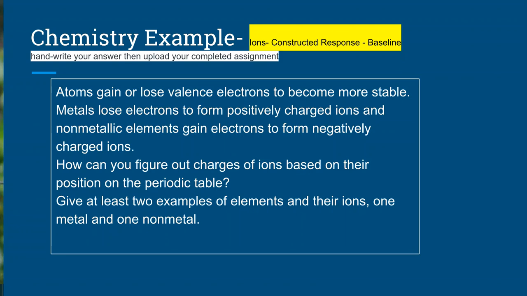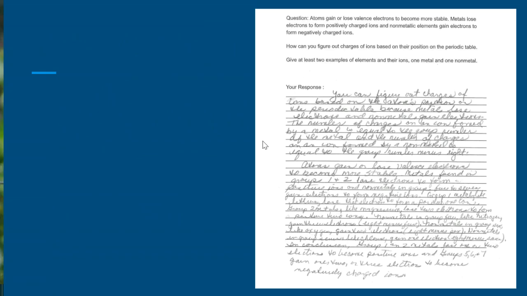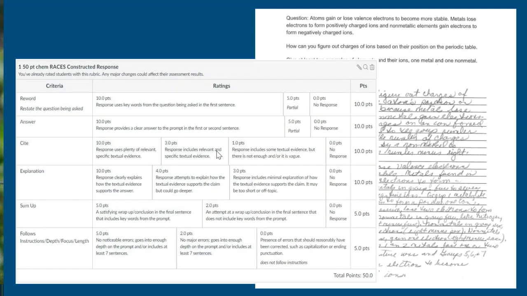There's a lot of information in this prompt, but you basically want to answer 2 questions. How can you figure out the charges? And give 2 examples. So make sure you at least do that. But do notice that these prompts give you a lot of other information that you need to use. So here's my response. My handwriting is not the best, but it's what I asked for, so I want you to handwrite it. And here was the rubric that we were given to look at.